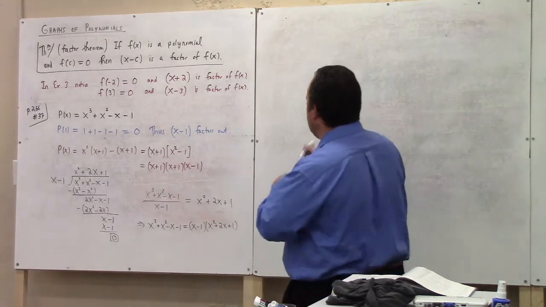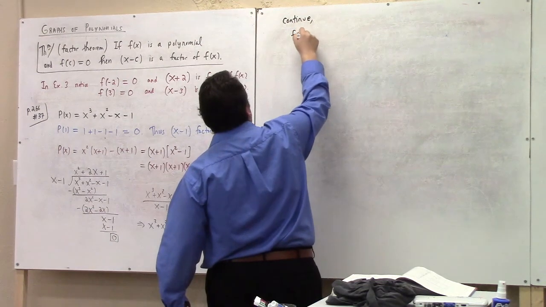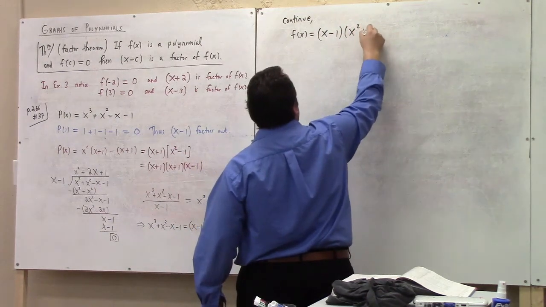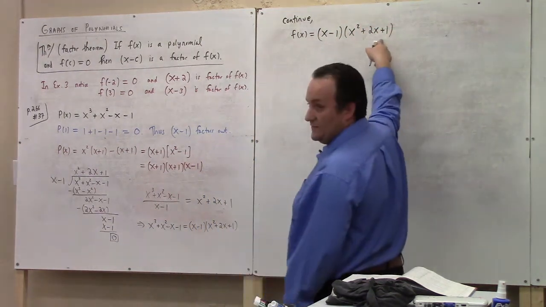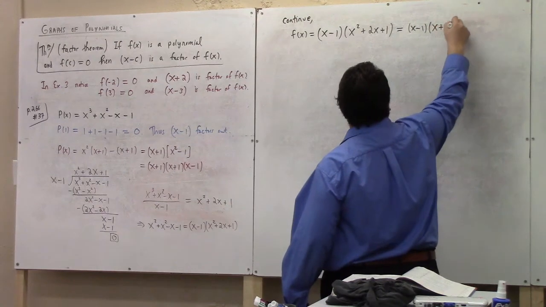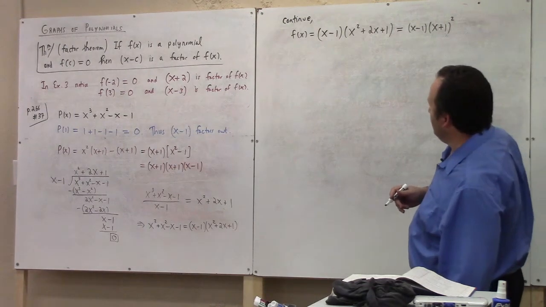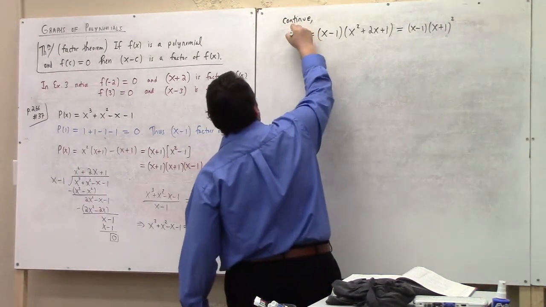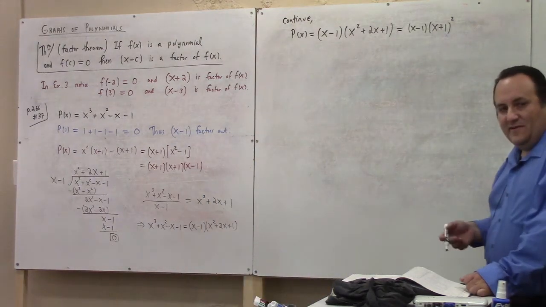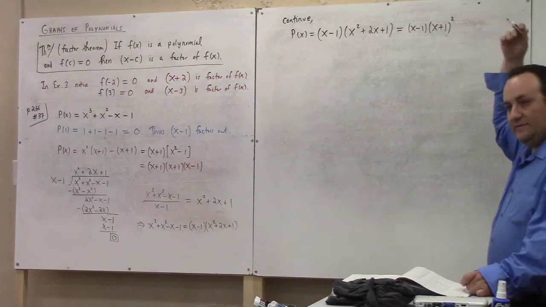Continuing, right? So what we have is f of x equals x minus 1 times x squared plus 2x plus 1. But notice that factors, right? That's x minus 1 times x plus 1 squared. And I seem to have changed from p to f. I shouldn't do that. This is p of x, right? Sorry about that. You can call it p or you can call it f, but you've got to stick with the same letter the whole time, you know? And so that's completely factored.